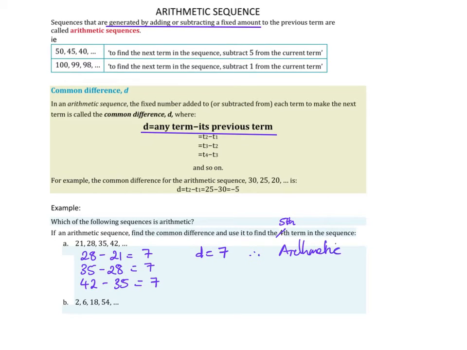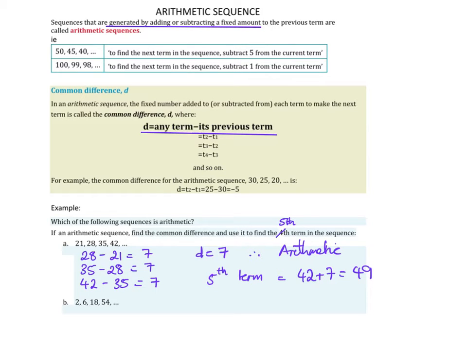And the question does say to find the fourth term, but the fourth term is already there. So let's find the fifth term, which means what we need to do is add on 7. So the fifth term would be equal to 42 plus 7, which is 49. So let's now have a look at the next one.